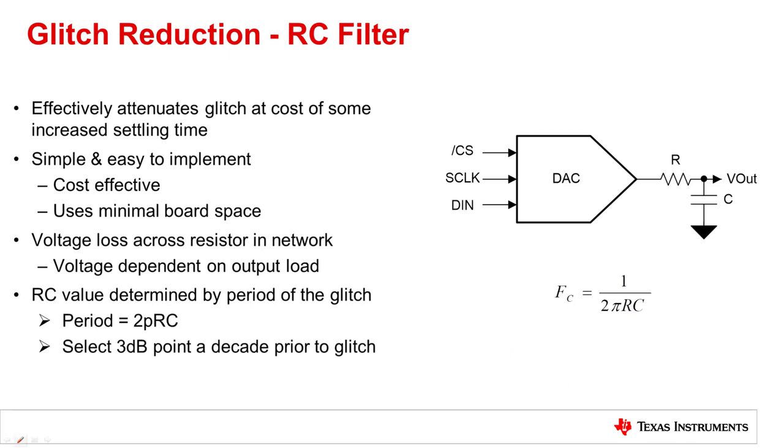Well, what can we do to address glitch? The first and most simple method is to add an RC filter after the DAC to decrease this glitch. Doing so will attenuate the amplitude of the glitch, but at the cost of increasing settling time just a bit. Choosing the appropriate RC ratio can be determined by looking at the period of the glitch and selecting a 3 decibel point a decade prior to the actual glitch frequency.